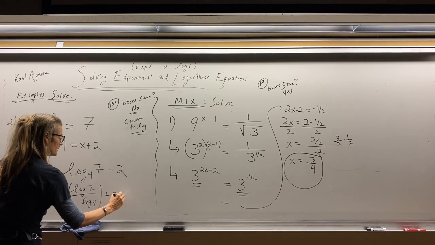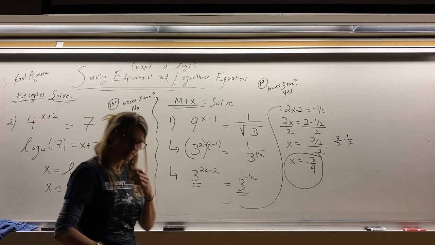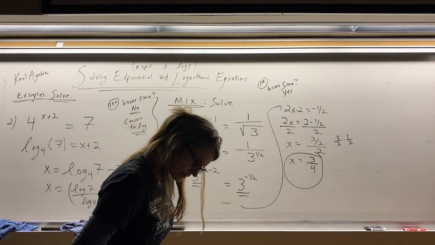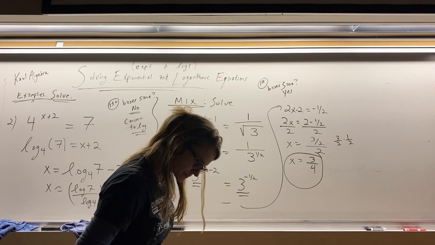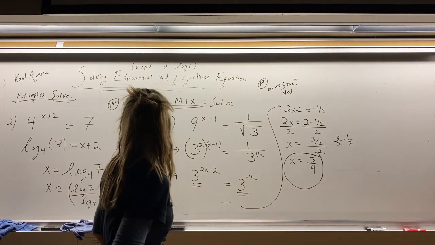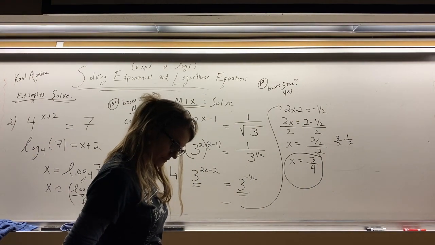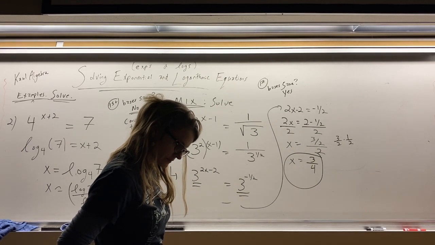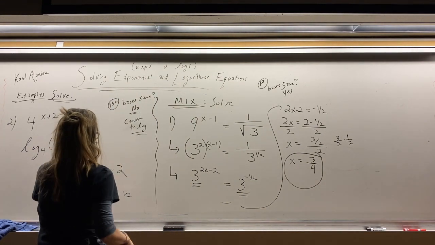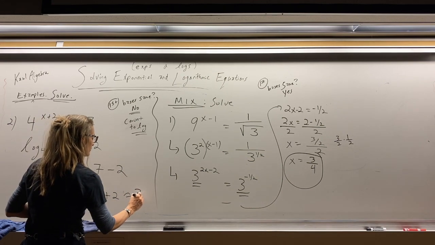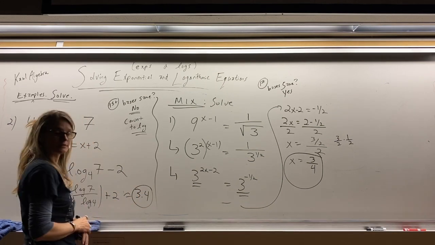Plus 2. And that will be approximately, let's see, log 7, 1.4. Okay, 1.4 plus 2 is about 3.4. And that is your final answer.